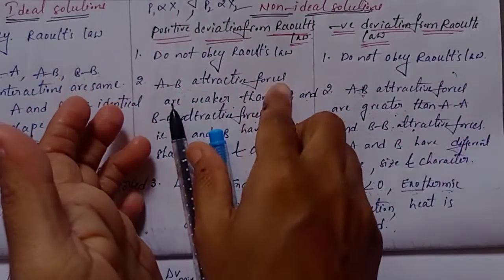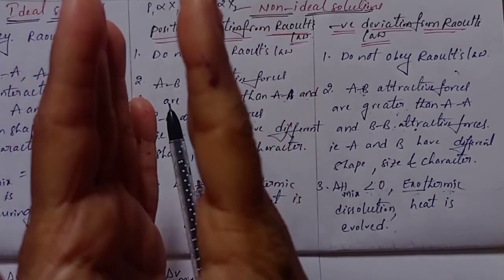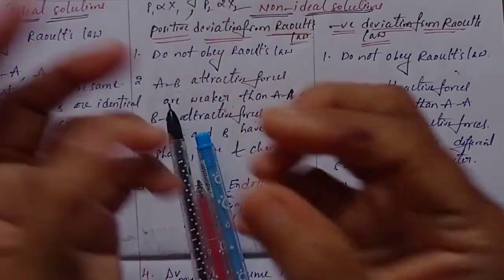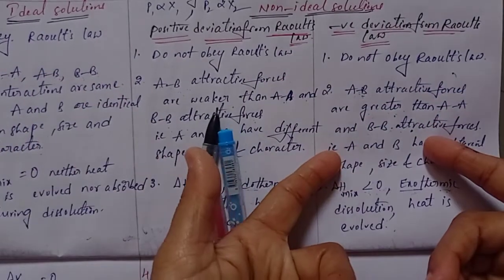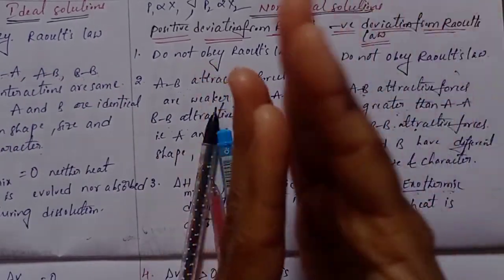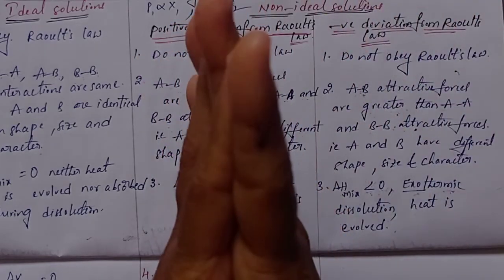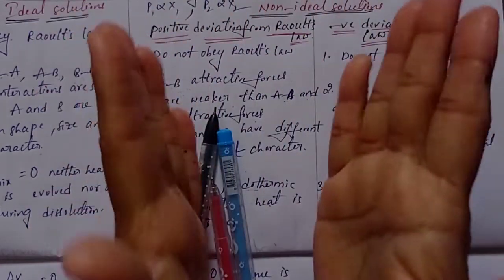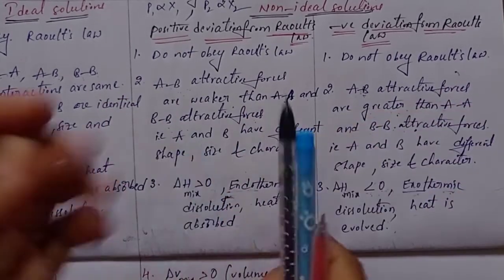But in the positive deviation, attractive forces are weaker. So the two molecules move away from each other, and the volume of the solution increases. In the negative deviation, the molecules come closer to each other, correct or not? The two components come closer to each other. So that's what will happen, students, the solution volume decreases. Here clear this one? Okay, right.